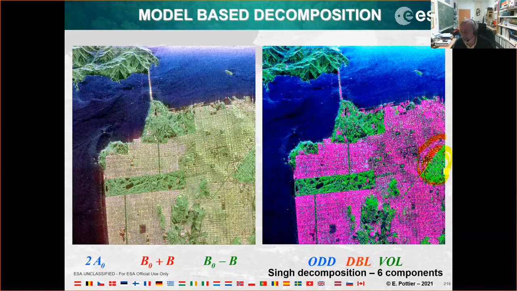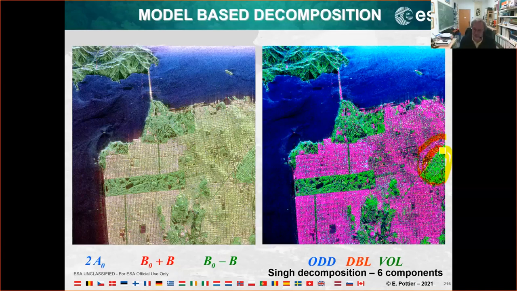This area is located here, okay? You can see that this area is green. So we could conclude that this is a park area. Not at all. This is an urban area, but an oriented urban area. Due to the orientation, the HV channel becomes very important, and a very important HV channel is equivalent to volume scattering. So this is a drawback of this kind of decomposition.